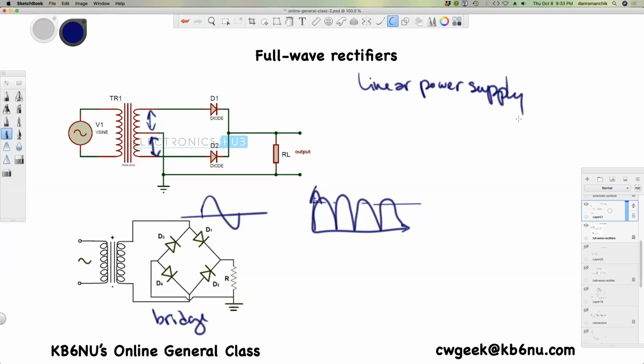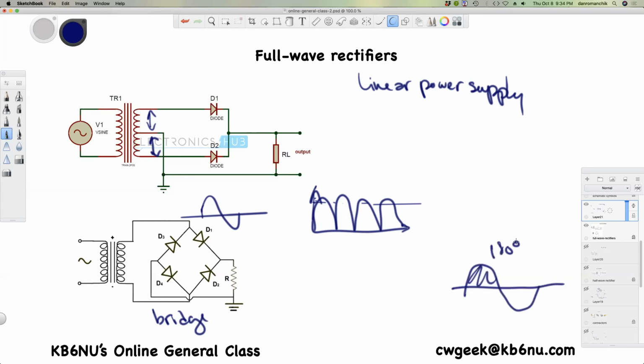So questions. What portion of the AC cycle is converted to DC by a half wave rectifier? Answer: 180 degrees. So if you think of a whole cycle as being 360 degrees and you're only getting half of it, well, that's 180 degrees. Question: what portion of the AC cycle is converted to DC by a full wave rectifier? Answer: 360 degrees.